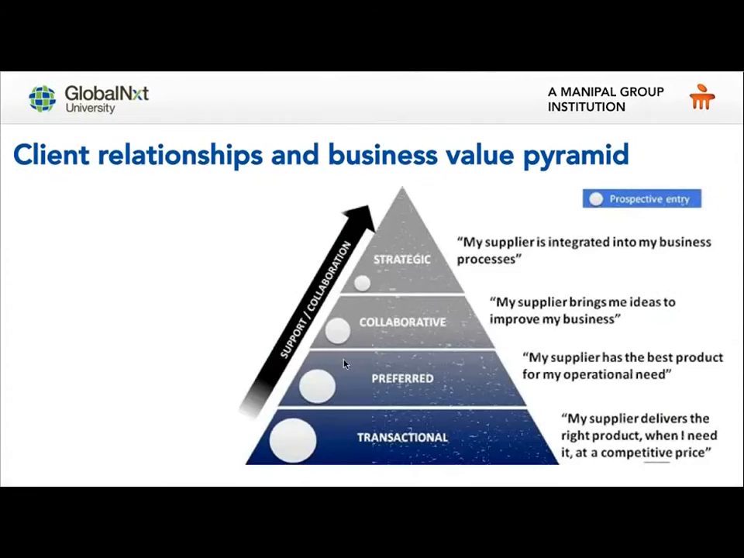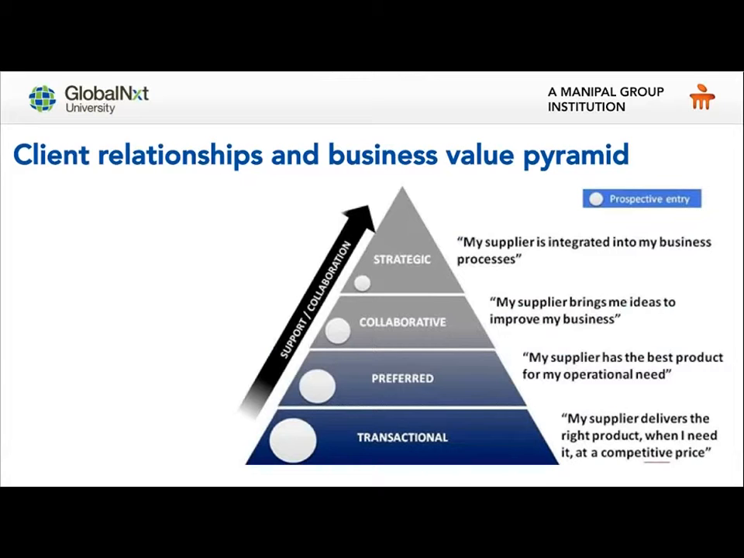So the other concept that I want to introduce is this idea of the business value pyramid. When we talk about client relationships, I think there are different levels we have to appreciate. This pyramid illustrates those 4 different levels. At the bottom, you have the basic level, which is more of a transactional level, if you like. This is where there's no real deep relationship between the client and the provider. It's basically based on transaction alone.